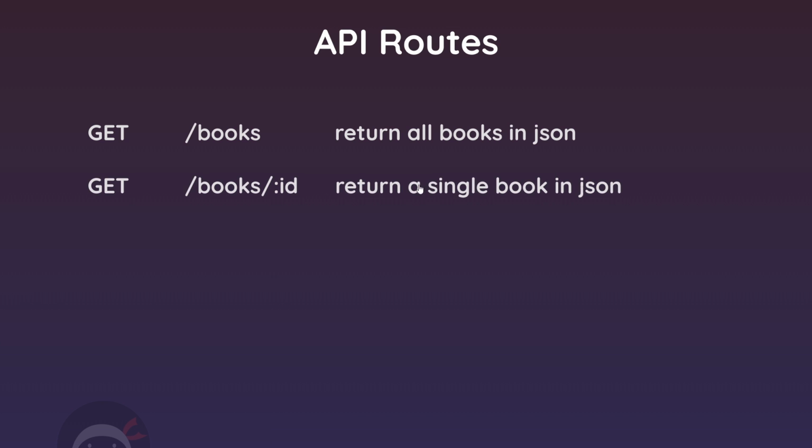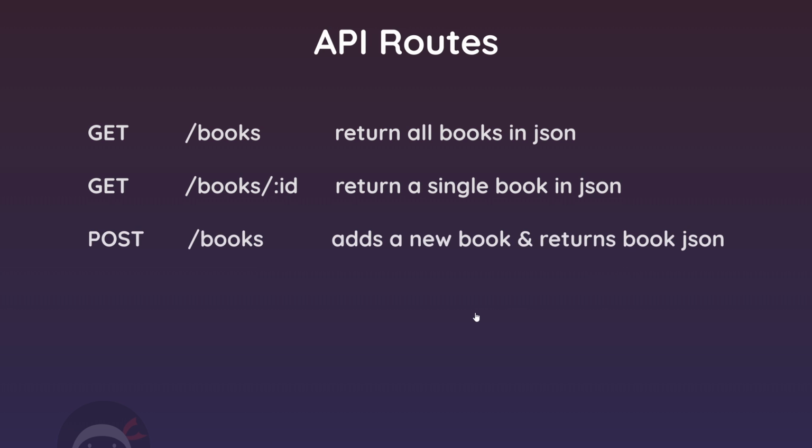The next one is also going to be a GET request. That's going to be /books/ID, where the ID is a route parameter, meaning it's interchangeable, it can change, and depending on the ID, we return a different book, and that again is going to be in JSON format. Then we have a POST request to /books, and this is to add a new book, and then it's going to return the book that was added in JSON.